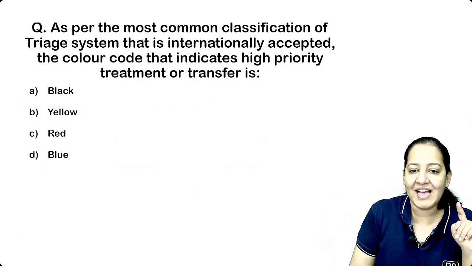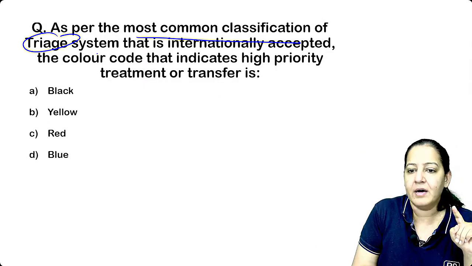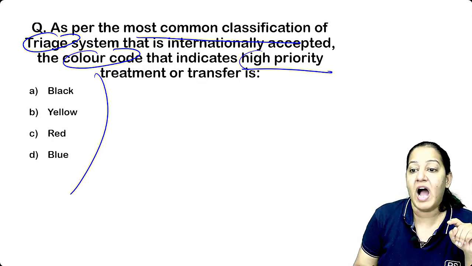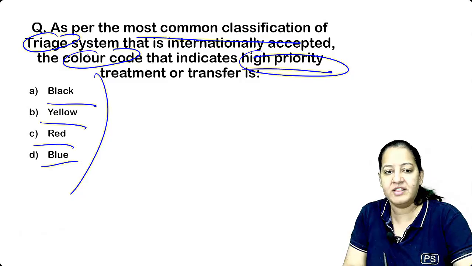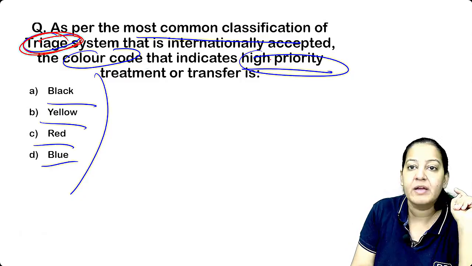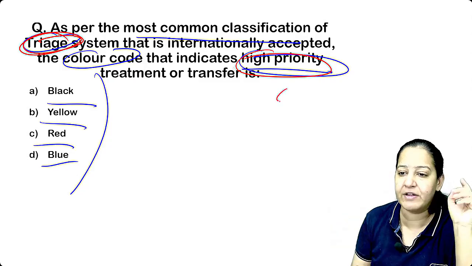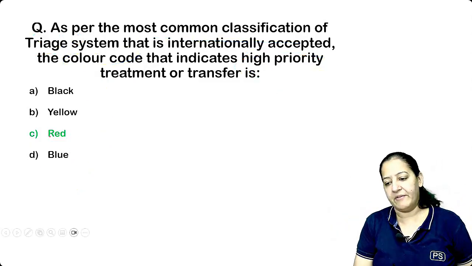The next question: as per most common classification of the triage system, the color code that indicates the high priority is which color? High priority treatment. Is it black, yellow, red, or blue? In the triage system, which color is high priority? The highest priority, within 6 hours the surgery has to be done. So it is red. You all are right. The color will be red in that case.